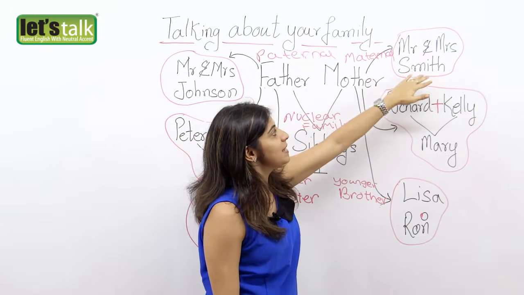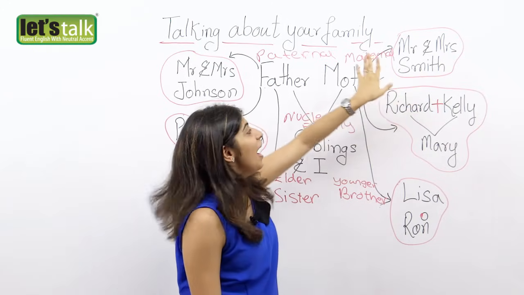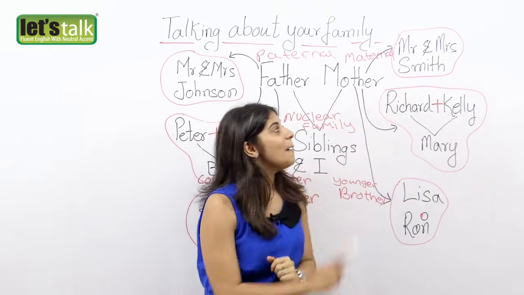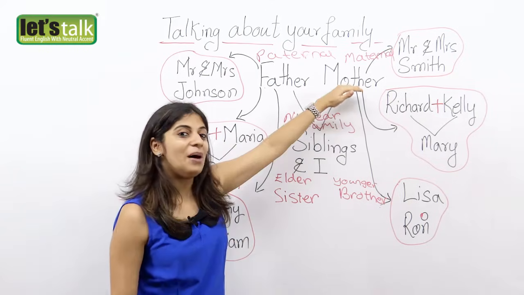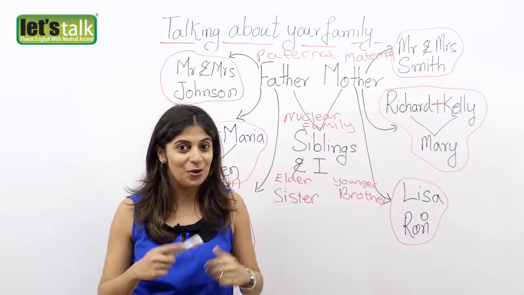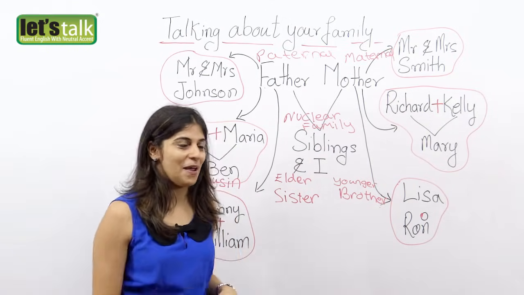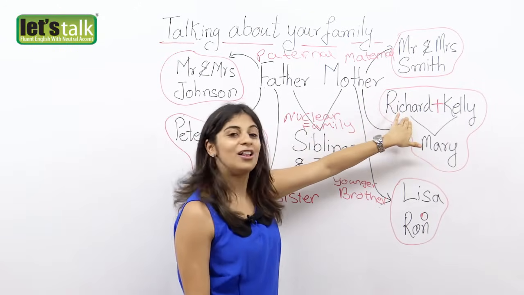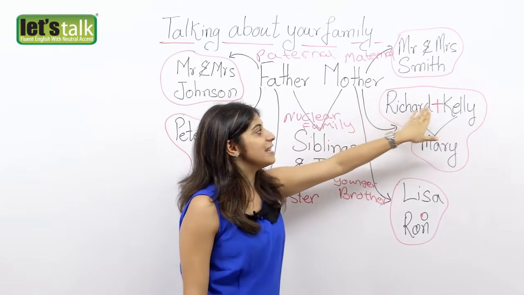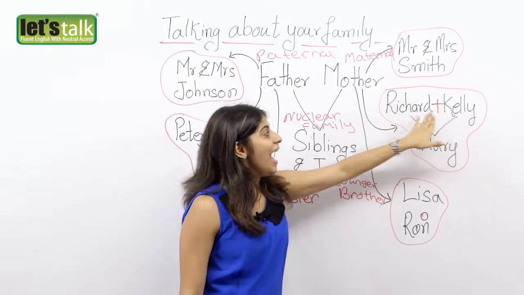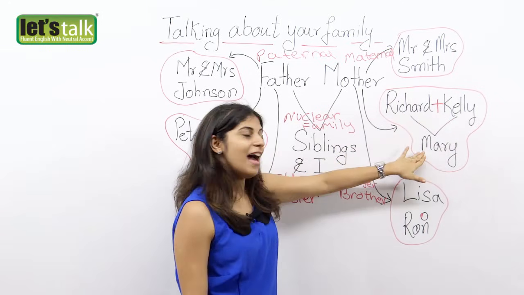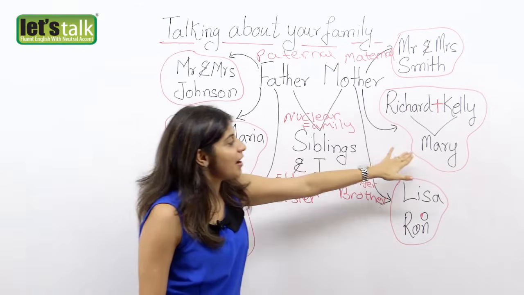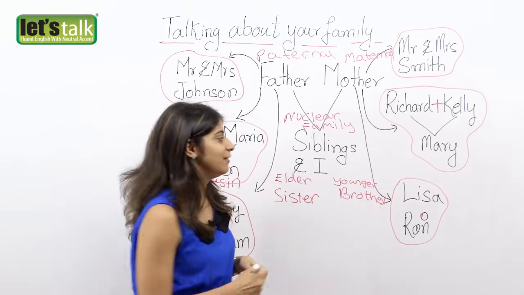We have Mr. and Mrs. Smith. So mother comes from the Smith family. Mr. and Mrs. Smith are your mother's parents. So for you, they are your maternal grandparents. Your mother also has a brother called Richard. Richard is married to Kelly. And Richard and Kelly have a beautiful daughter called Mary. Now Mary is your cousin.